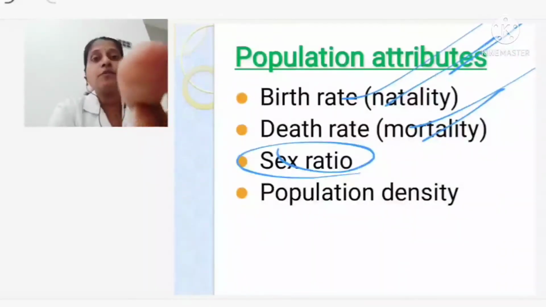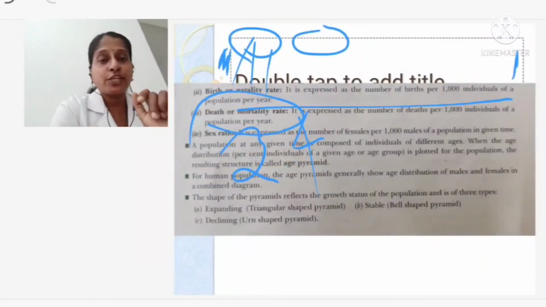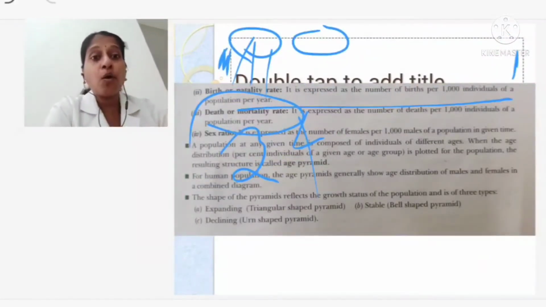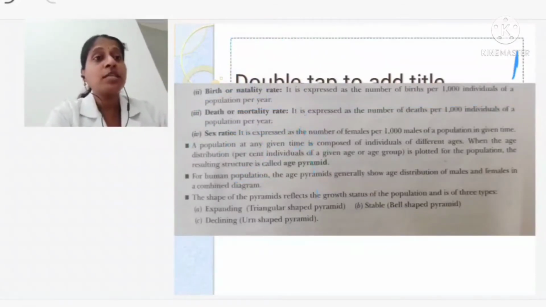The next term we are going to discuss is sex ratio. So what is sex ratio? It is the number of females per 1000 males. Okay, so 1000 males.